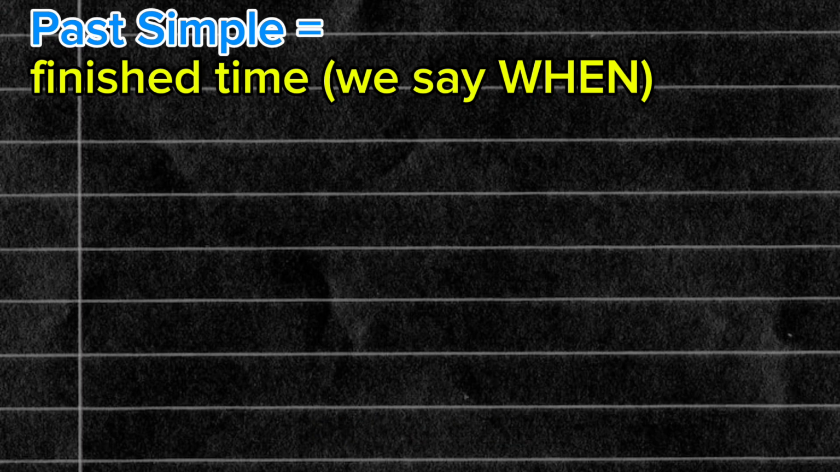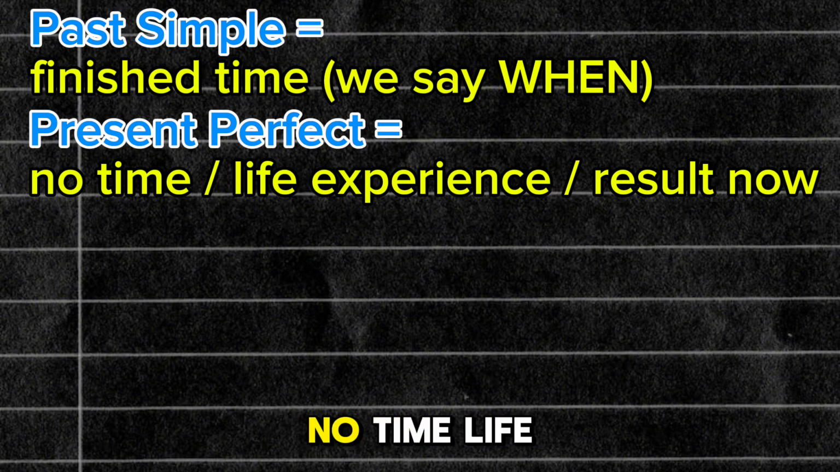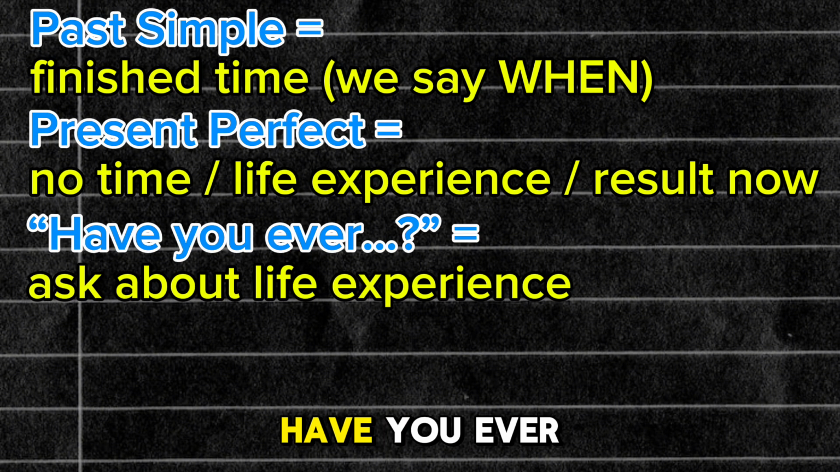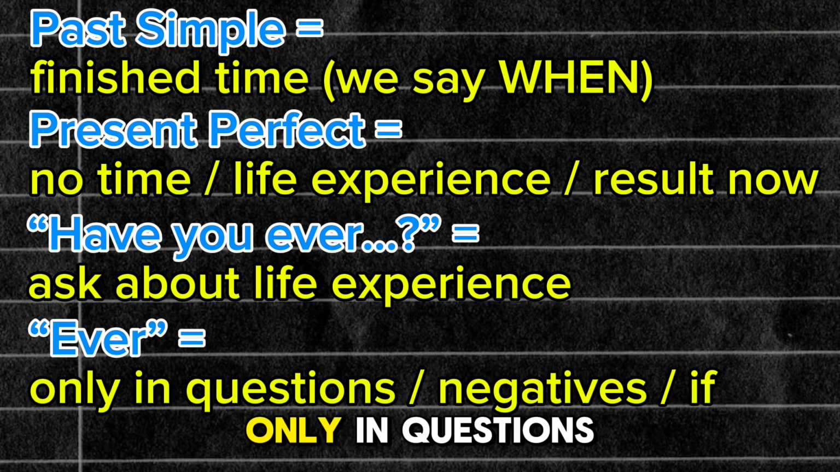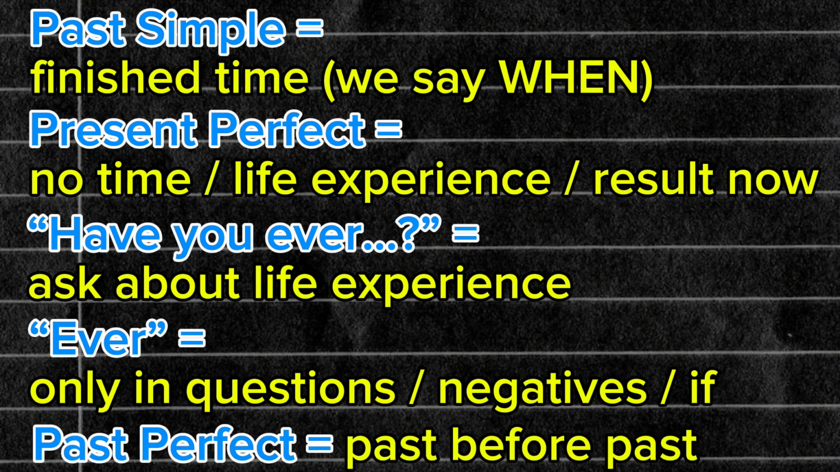I hope so. Simple, final rules. Past simple, finish time, we say when. Present perfect, no time, life experience, the result is now. Have you ever? Ask about life experience. Ever? Only in questions, negatives, or if. If you ever. If I ever. Past perfect is the past before the past.